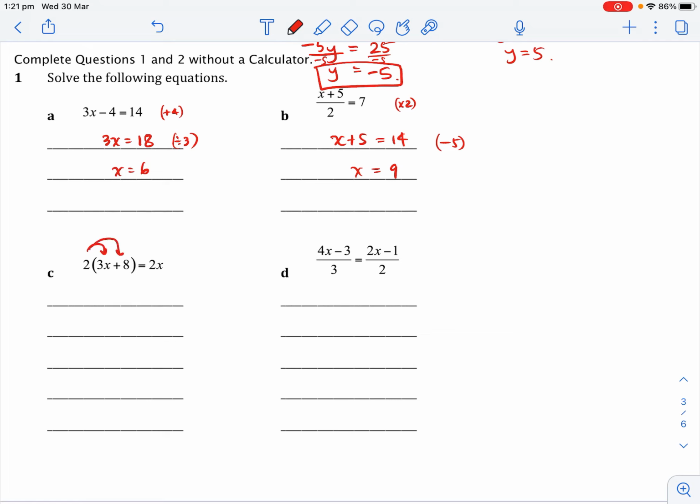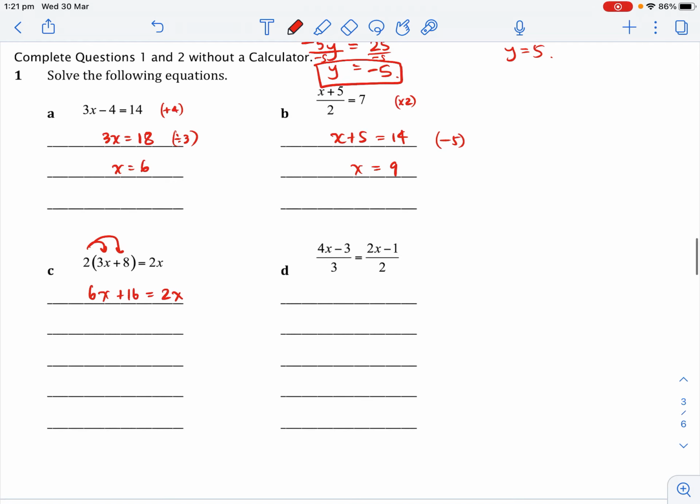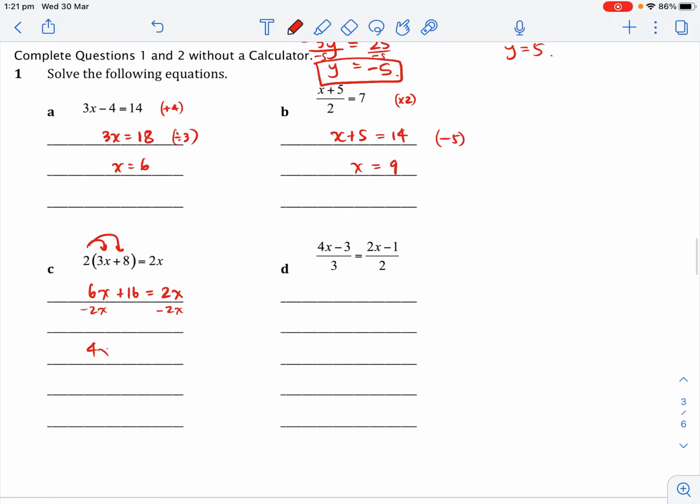When I've got brackets, expand the brackets first is usually the easiest way. 2 times 3x is 6x. 2 times 8 is 16. And that's equal to 2x. Then I'm going to subtract 2 x's from both sides to get my x's together. And I get 4x plus 16 equals 0. Take away 16 from both sides. 0 take away 16 is negative 16, and I've got 4x on the left, and then divide by 4 on both sides. X equals negative 4. That's my answer.